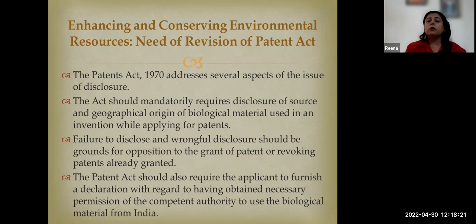Then enhancing and conserving the environmental resources. The Patent Act was revised because of this national environmental resource requirement. This act ensures that you have to disclose the source and geographical origin of biological material used in an invention. So before applying for patents, you have to disclose the source of that. Earlier, that was not the case. Earlier, anybody could utilize any medicinal plant, any organic or biological material originating at a geographical location without disclosing it. So these are some of the revisions in the Patent Act as well, for conserving environmental resources. Okay.